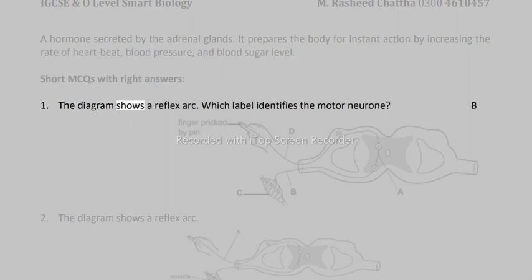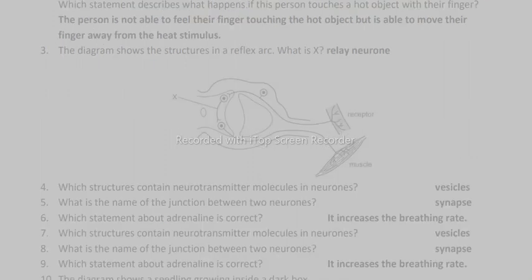1. The diagram shows a reflex arc. Which label identifies the motor neuron? B. 2. The diagram shows a reflex arc. Which statement describes what happens if this person touches a hot object with their finger? The person is not able to feel their finger touching the hot object but is able to move their finger away from the heat stimulus.